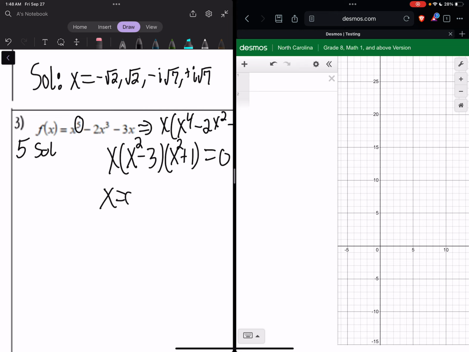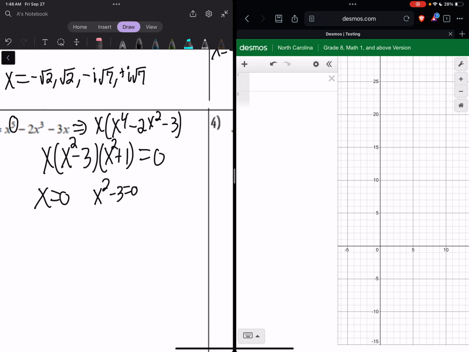X is equal to 0. Okay, that one's finished. X squared minus 3 is equal to 0, and x squared plus 1 is equal to 0. Solving the middle one, I'm going to end up with x is equal to plus or minus the square root of 3. This one will be plus or minus the square root of negative 1, which is i. So what I really have is x is equal to plus or minus i.